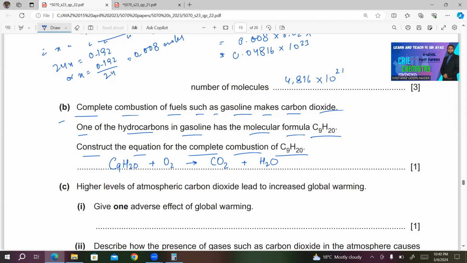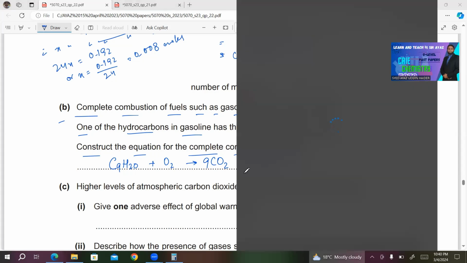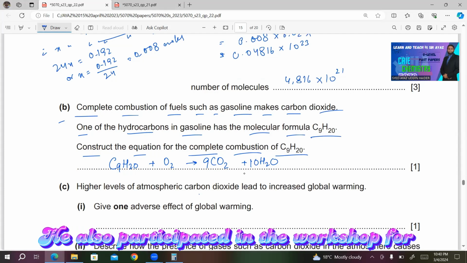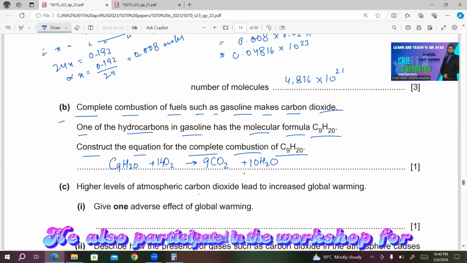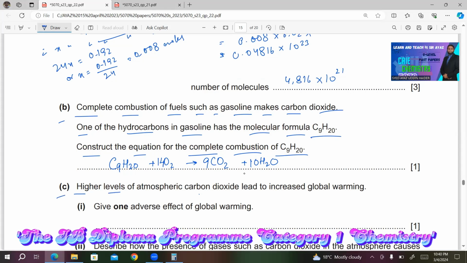We have 9 atoms of carbon on the reactant side, so I will take 9 moles of carbon dioxide. What about hydrogen? It's 20 on the reactant side, so I need to write 10 moles of water. What about oxygen? Oxygen, 9 to the 18, 18 plus 10, 28. So it must be 14 moles of oxygen. This is balanced. C. Higher levels of atmospheric carbon dioxide lead to increased global warming.